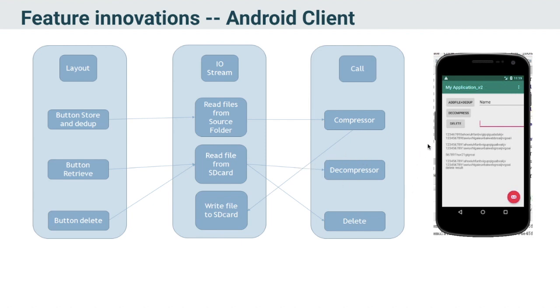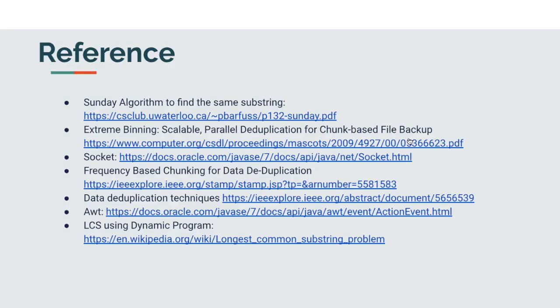For the next step, we can tap the name of the decompress. You can find the result here on the screen. And for the deletion function, there is no difference between that and the file used in the command line. And here are some of our references for our project. And next, we will demo our program.